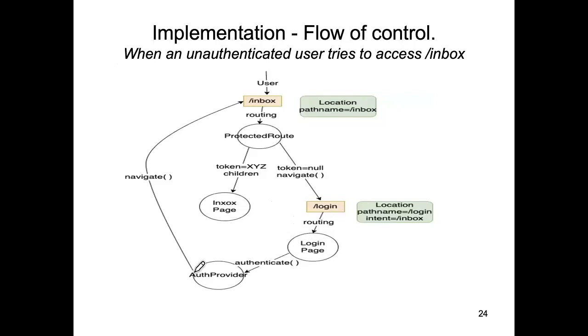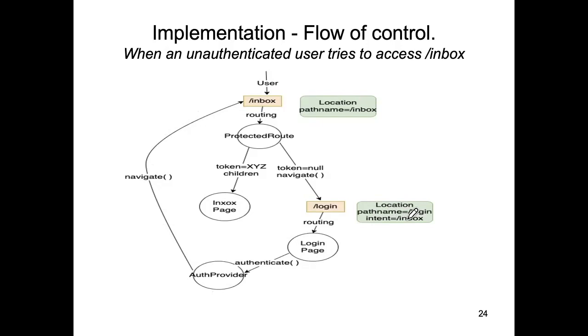So the authenticate function, which is contained within the auth provider, does what it does, and assuming the username and password are okay, it carries out a programmatic navigation. In other words, it changes the browser's URL address to /inbox. Where did it get that from? It simply got it by consulting this location object here. This is the most recent location object that was created, and it digs it out from here.